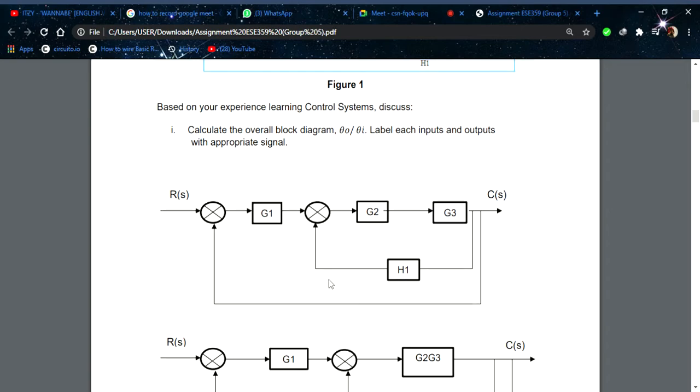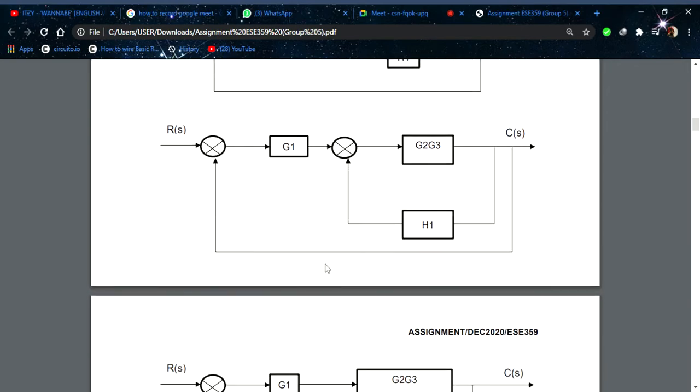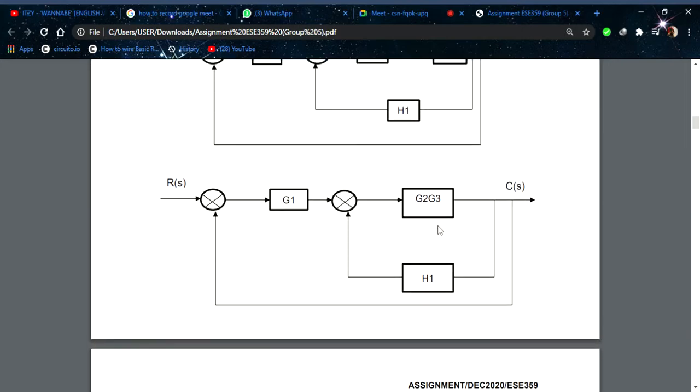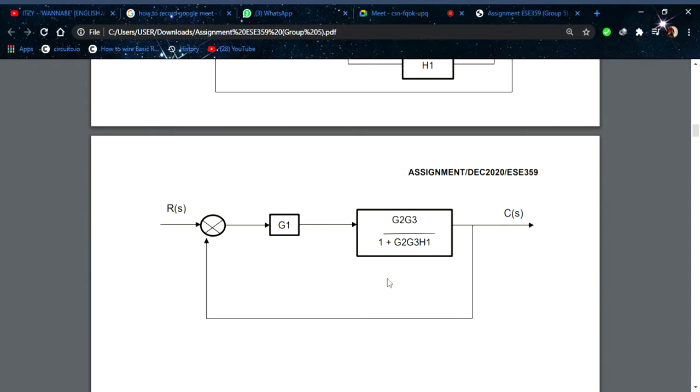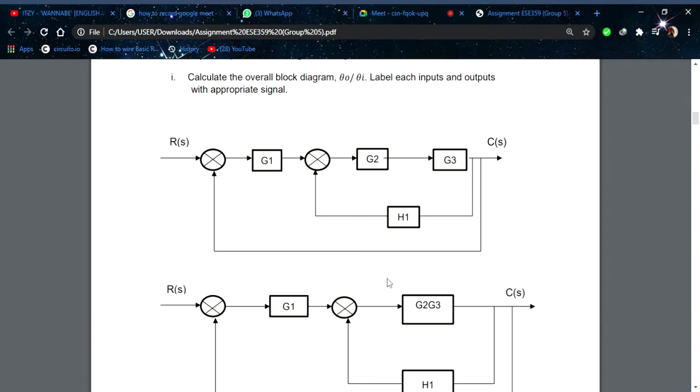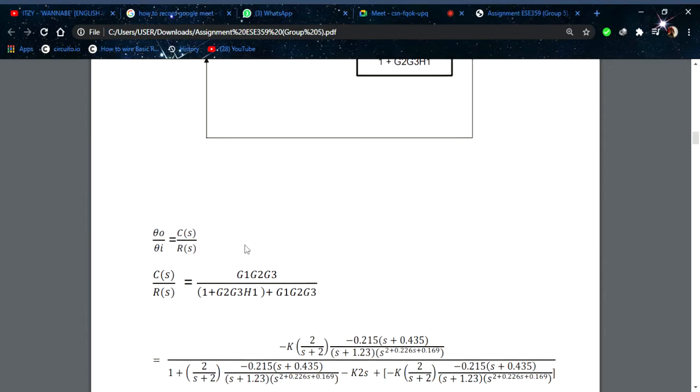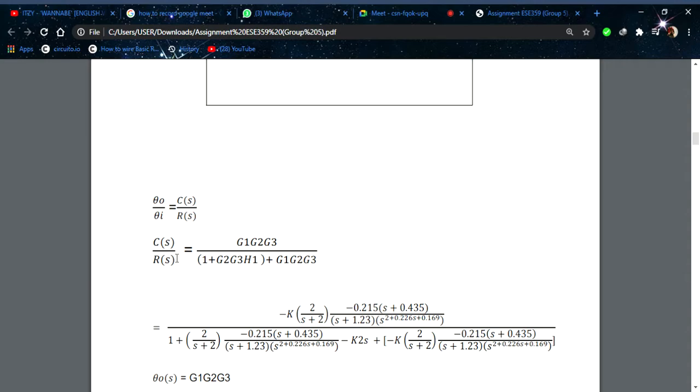From this, we can reduce using block reduction. G2 times G3 because the blocks are in series, and then we feedback it with H1. So the final block diagram, we can get this, the output and input. C(s) over R(s) is equal to data output over data input, which is equal to G1 G2 G3 over 1 plus G2 G3 H1 plus G1 G2 G3.